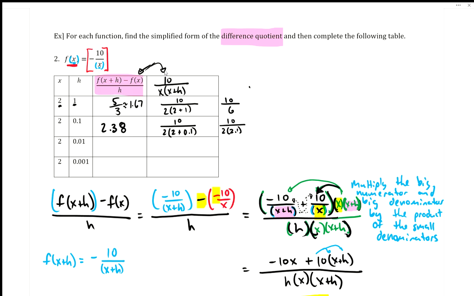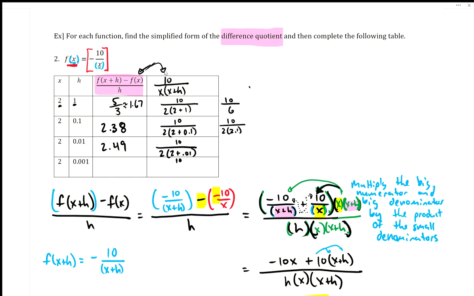Okay, and then now let's plug in x is 2 again. So 10 over 2 times 2 plus, this time around though, 0.01. All right, and then we'll do that. I'm going to do it off to the side. Okay, so in the calculator, we can plug this in, and we will get 2.49 to 2 decimals.